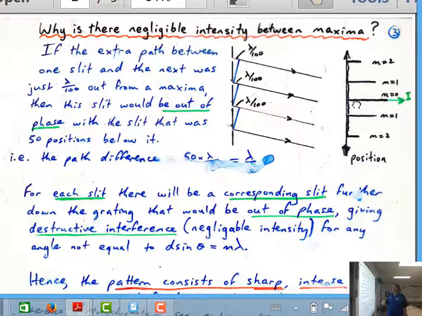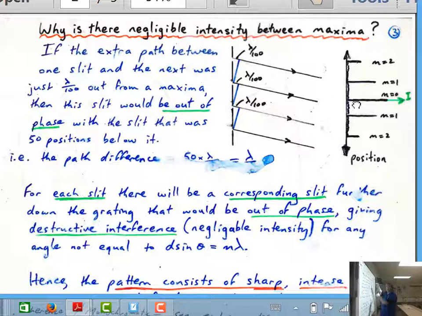All right. Now the reason for that is if you are just fractionally out from the perfect value, say instead of a path difference of 0, you are a 100th of a wavelength out. What would happen is, for this first slit here, you would find a corresponding slit 50 slits further down, the 51st slit, which is 50 of these away. So 50 hundredths out, which is half a wavelength. And being half a wavelength out means you're going to get destructive interference. So this first one will be out of phase with the 51st one. The second one will be out of phase with the 52nd one, and so on.